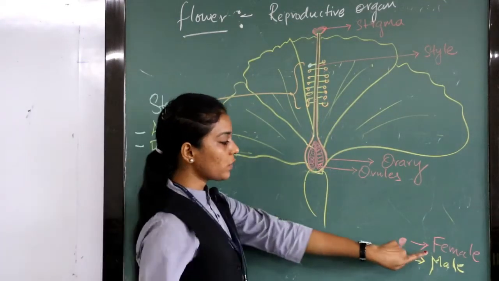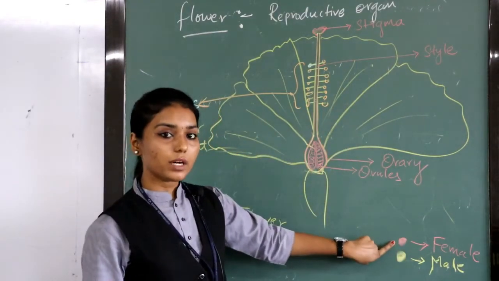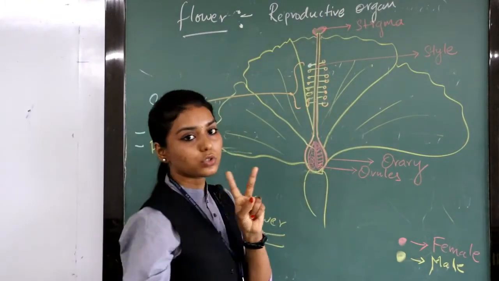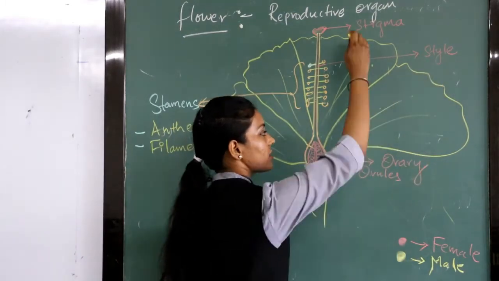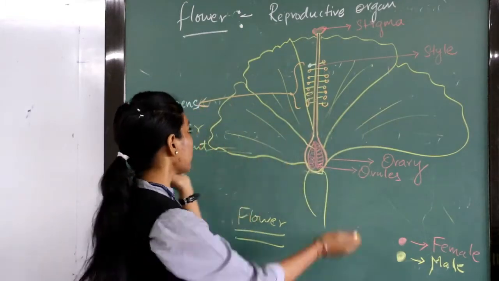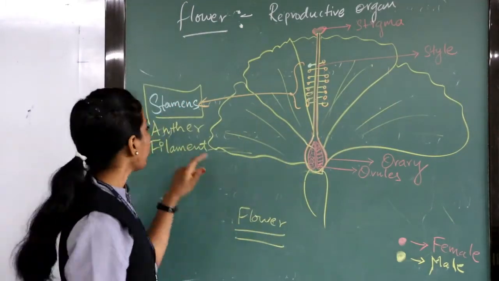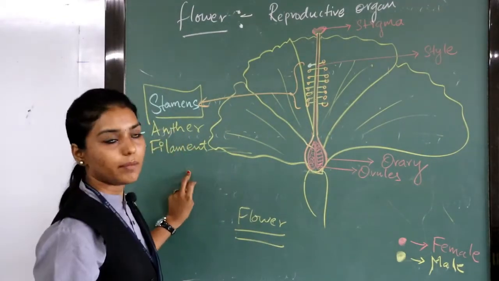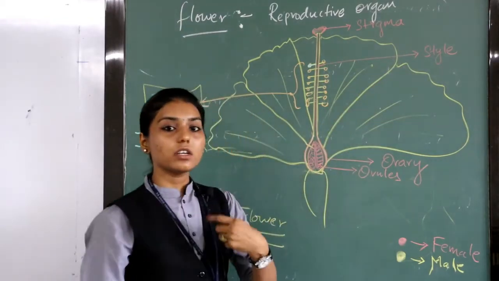Now, I have told you only, in this simple diagram, the male part and female part of a flower. The female part of a flower consists of three main things: stigma, style and ovary. This particular part of the board I have written regarding the female part, and this side I have written the male part of a flower. So, the male part consists of only two things, that is anther and filament. Now, we will see each part of male and female in detail.